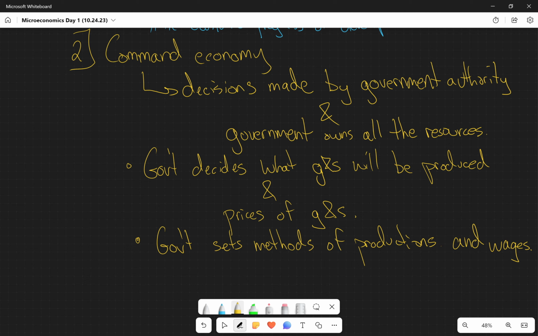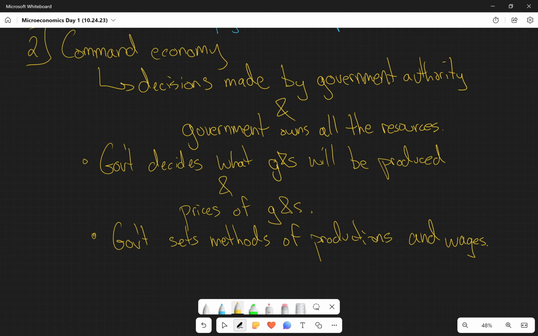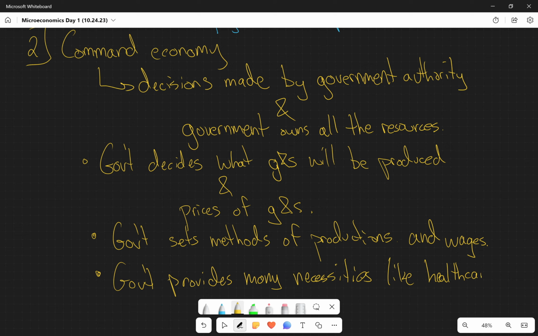The one silver lining to a command economy is that there is a widespread provisioning of many necessities. So the government provides many necessities like healthcare, and education for free.